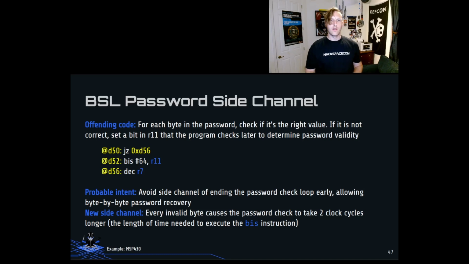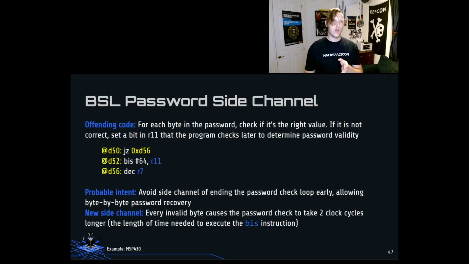As you look at how they're evaluating the password for correctness, there's a loop. For each byte in the password, it's going to check if it's the correct value. If it's not correct, then it's going to set a bit in R11, and we see that with the BIS instruction. It goes through the entire password, and at the end, the program will check that bit in R11 to see if every byte in the password was correct or not.